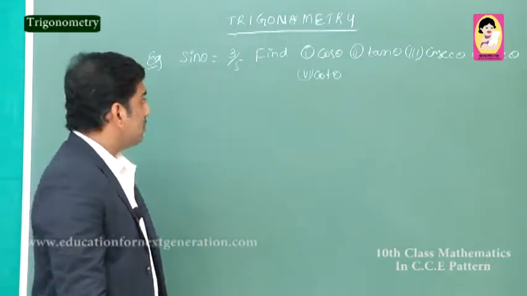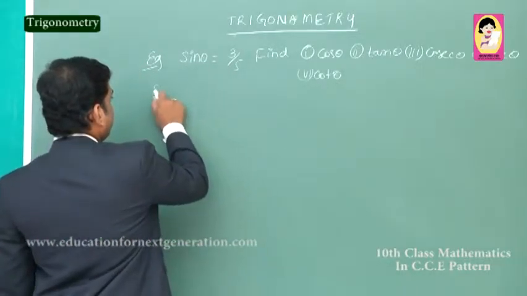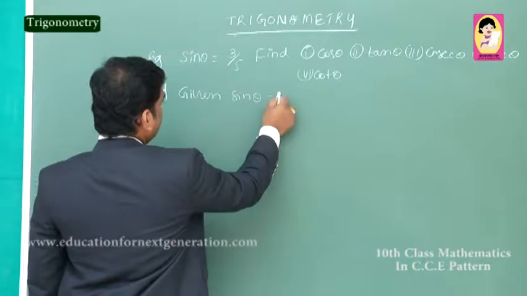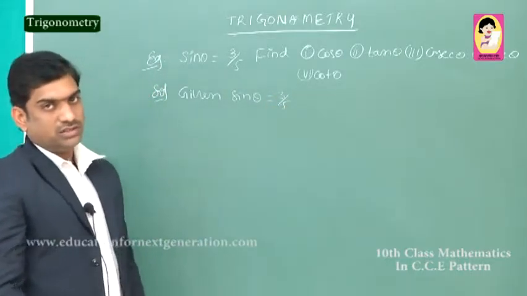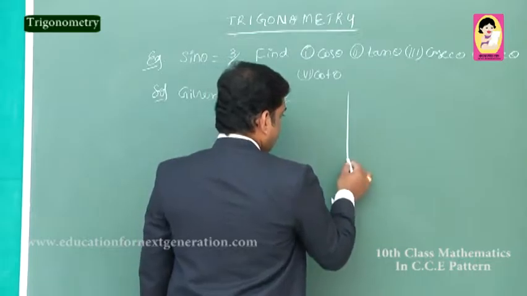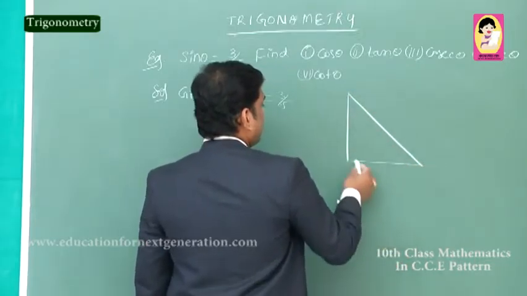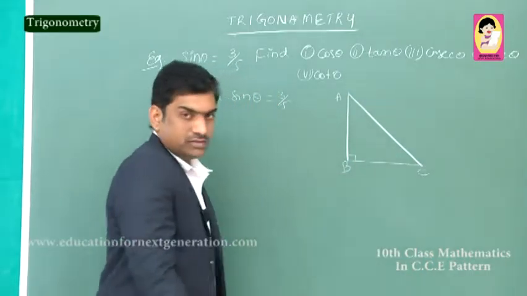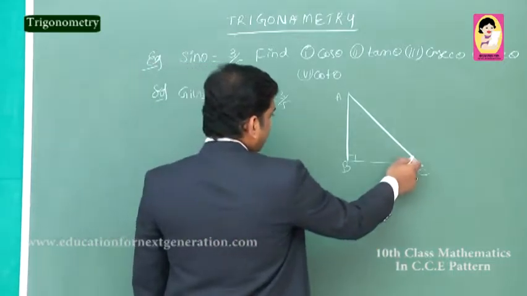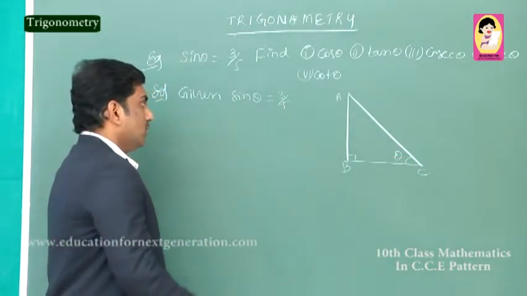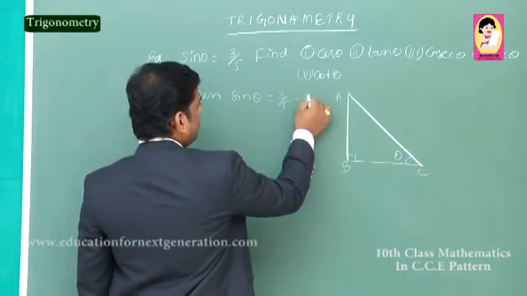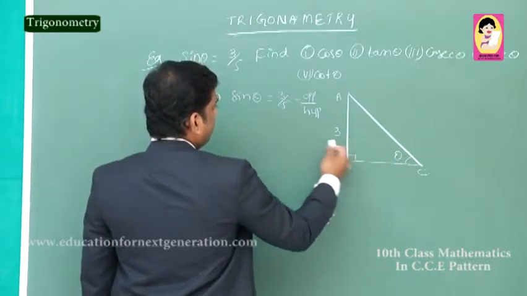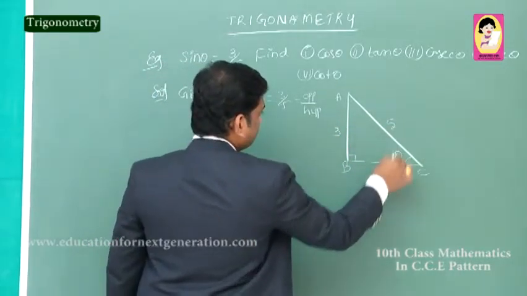How do we calculate this? Sin theta is equal to 3 by 5 is given. So we will first write what they have given in the question. They have given sin theta is equal to 3 by 5. So here if we draw a right angle triangle ABC, right angled at B, and we can consider C as the theta angle, and we know that sin theta is nothing but opposite by hypotenuse. So theta opposite is 3 and hypotenuse is 5.